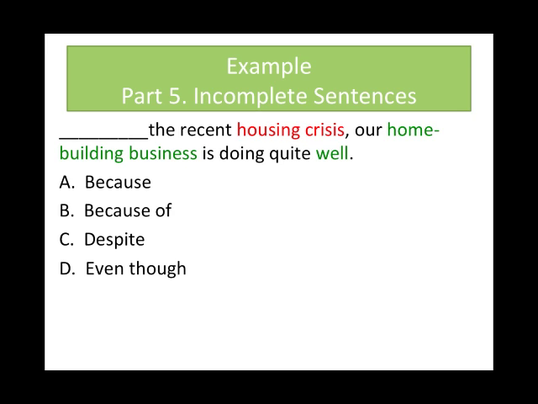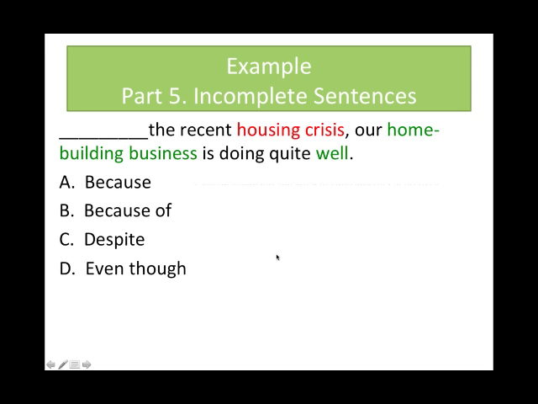Now when you analyze this sentence, you can see that the clause before the comma is about a housing crisis, and the clause after the comma is about home building doing well. So you see, these 2 clauses are a little contradictory. So the sentence needs a conjunction that shows this contradiction. Now look at the answers one by one.